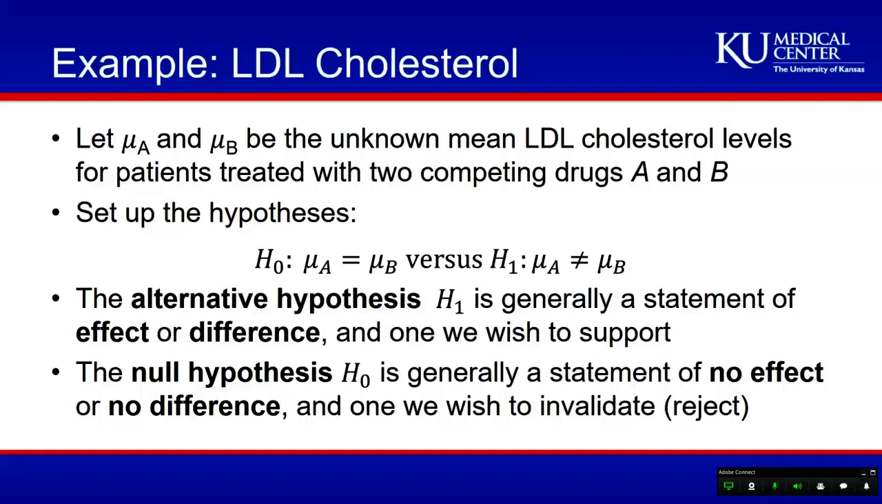So let's let these 2 values, mu sub A and mu sub B, again, remember we tend to represent the things we're trying to estimate with Greek letters just to flag them as things that can't be directly observed. We need to get a sample in order to estimate their true value. Let those 2 things reflect the unknown average LDL cholesterol levels for patients who are being treated with 2 competing drugs. We'll say drug A and drug B.